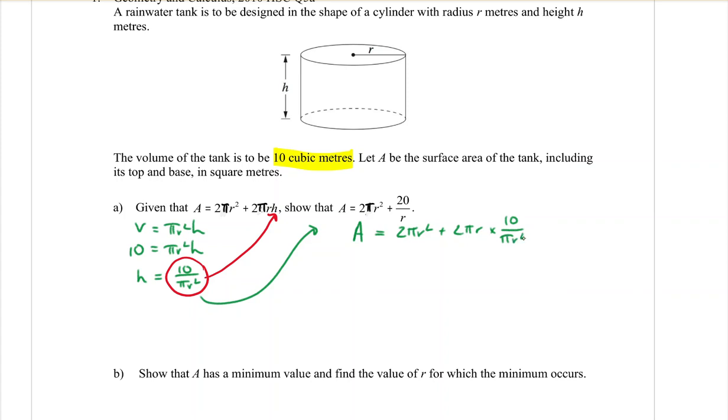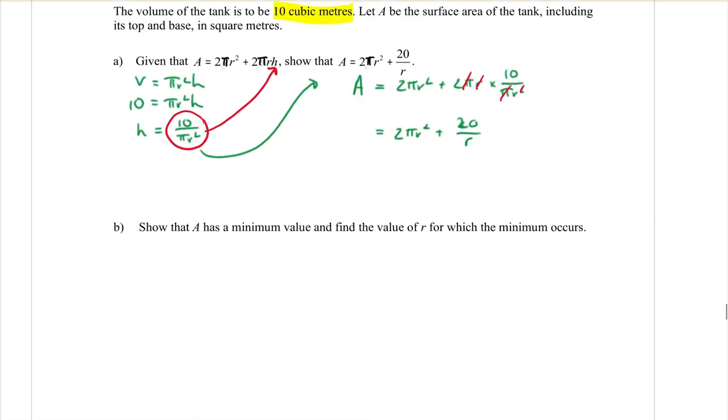So we have some cancelling. Pi on the top, pi on the bottom. R on the top will cancel one of the r's on the bottom. And I get my equation 2 pi r squared plus 2 times 10 is 20 over the r that still remains on the bottom, which was the second equation that I had to get to. Obviously, because they give you the answer in these questions, it's all about how you get there. Make sure you show the steps.